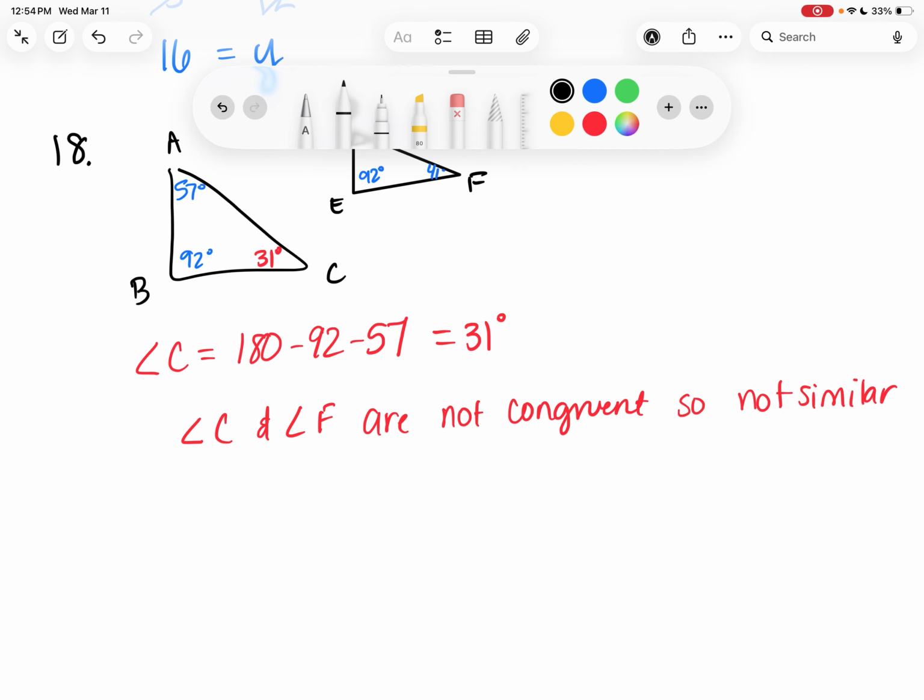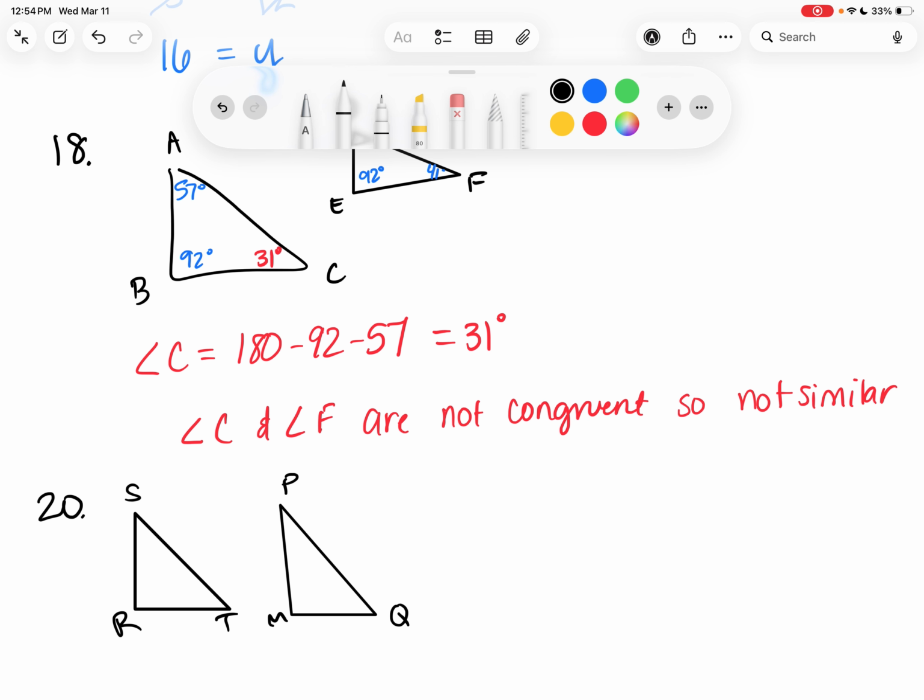Let's see. 20. So on this one, they tell us that angle S and angle P are congruent, and then they give us side lengths.